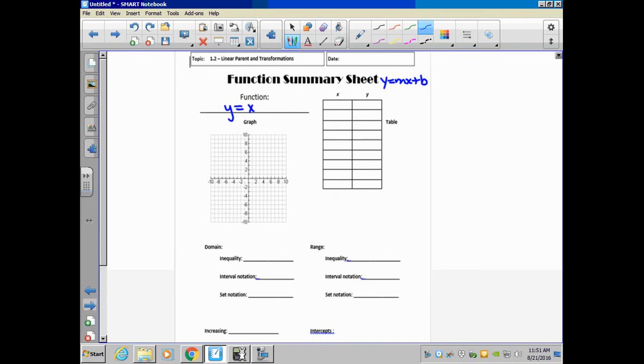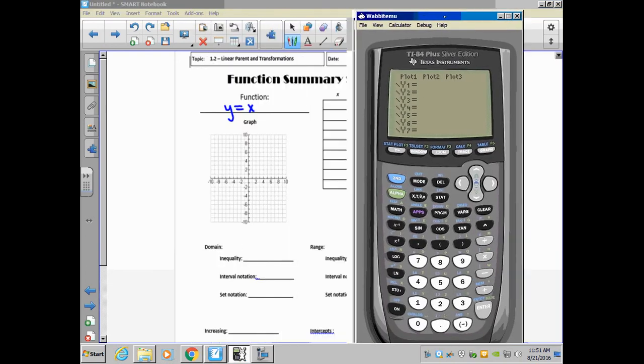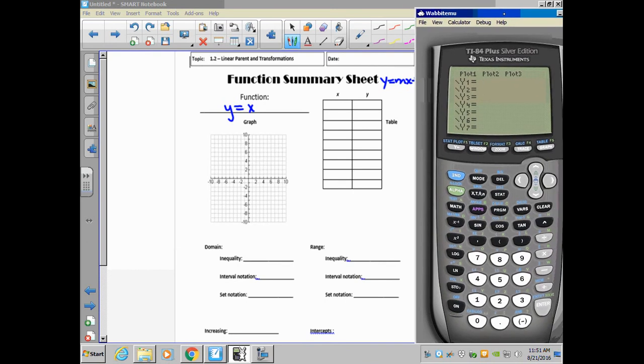So it's the simplest form. There's nothing added, subtracted, multiplied, or divided there. It's just in its simplest form. So if I take a calculator, here I'm at y equals. So I want y equals x.